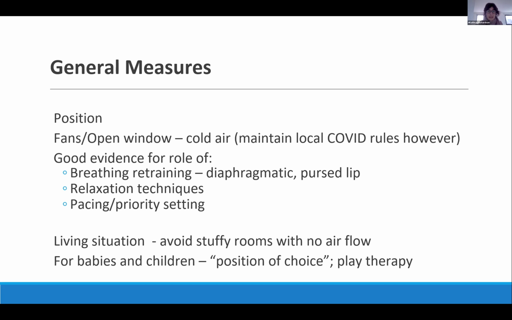So if activities of daily living are causing the symptom of breathlessness, so on activity, we can support the person to think about how they can arrange their environment or change their activity levels so that their breathlessness is better managed.